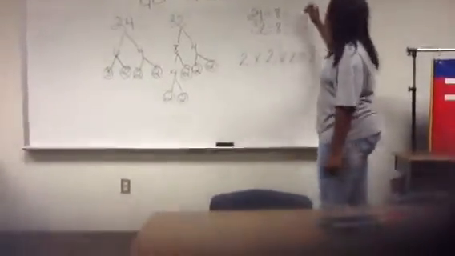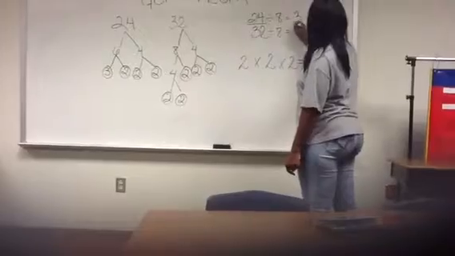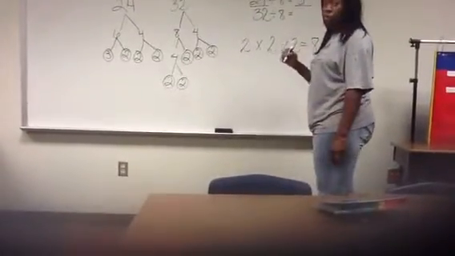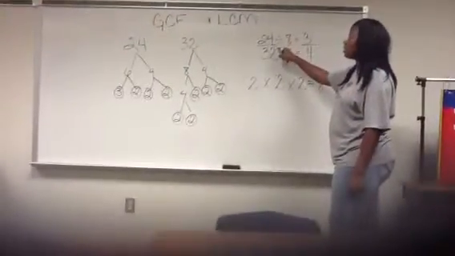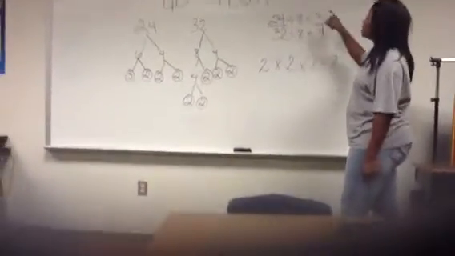24 divided by 8 is 3. 32 divided by 8 is 4. 24 over 32 is equivalent to 3/4.